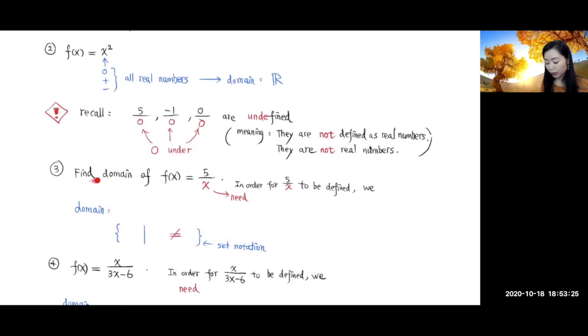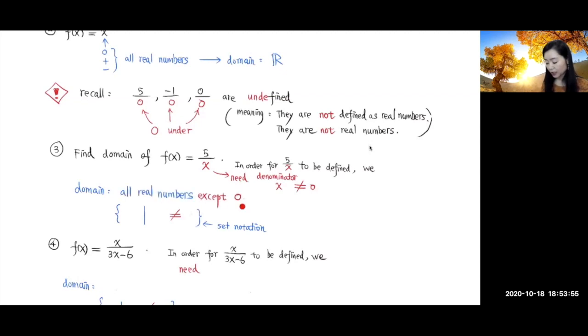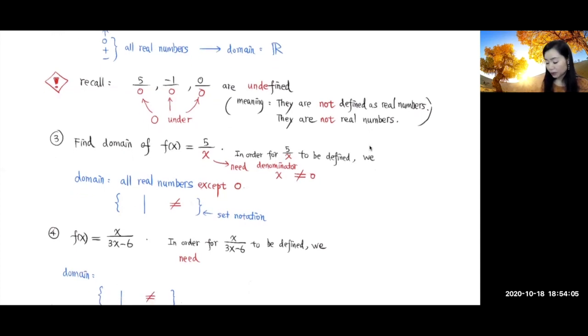Now we're trying to find the domain for this function, f of x equal to 5 over x. Now in order for 5 over x to be defined, we need the denominator, in this case x, does not equal 0. So the domain for this function is all real numbers except 0, because 0 is the only number that makes this undefined. Okay, 0 under, undefined. All other numbers will be okay.